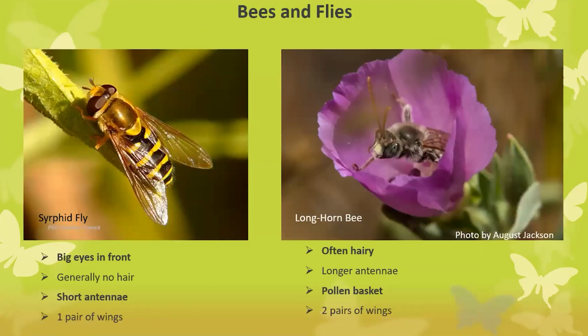I used to be confused about how bees are different from flies, and I find these tips useful. Flies have their eyes in the front of the head, and they have very short antennae. And generally, they have no hair on the body. While bees have, well, often very hairy bodies, much longer antennae, and often they have a pollen basket in their hind leg.